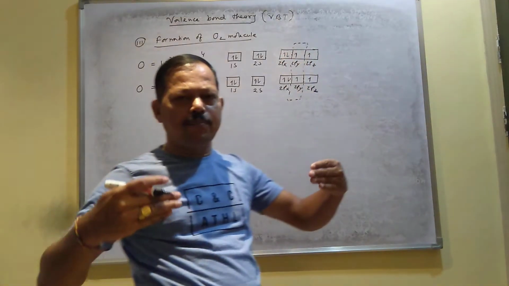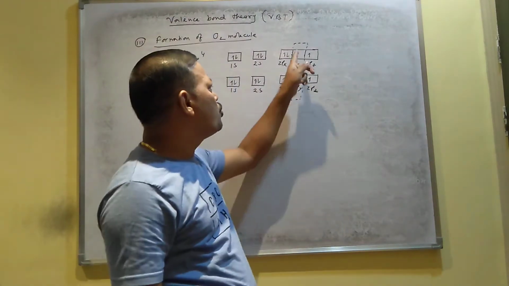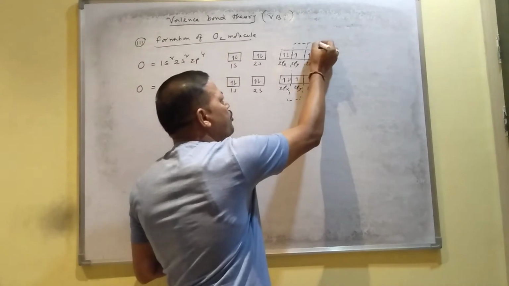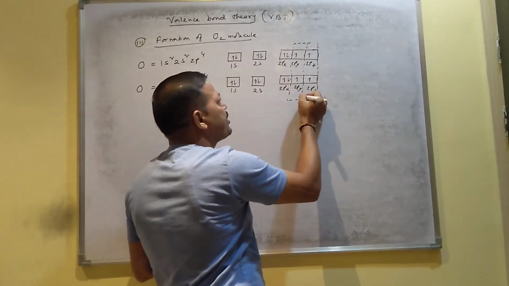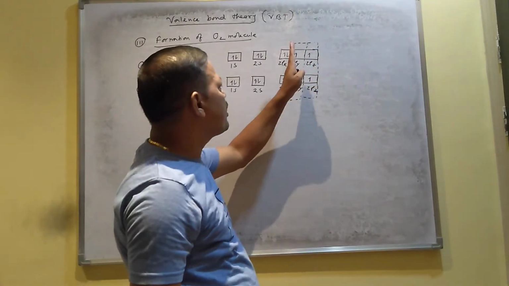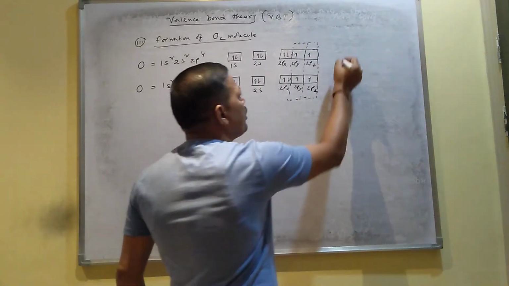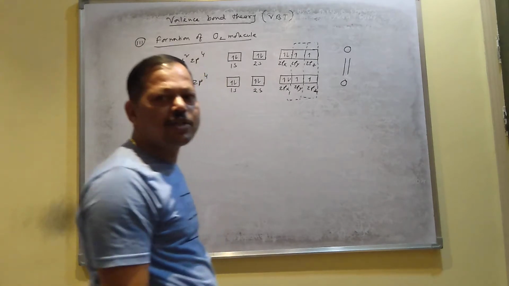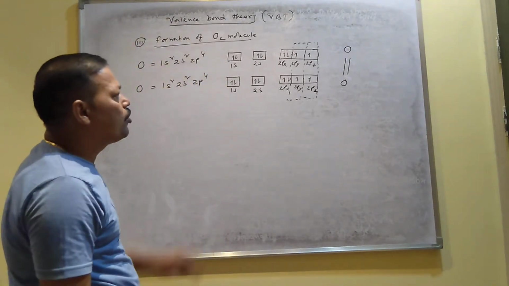When you do overlap, their direction should be same. 2py can overlap with 2py. Similarly, 2pz can overlap with 2pz because their directions are same. So since there are two overlaps, that is why between oxygen you will get a double bond. And that is why oxygen molecule always has a double bond.